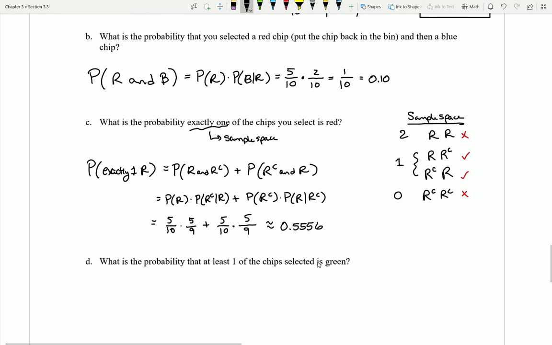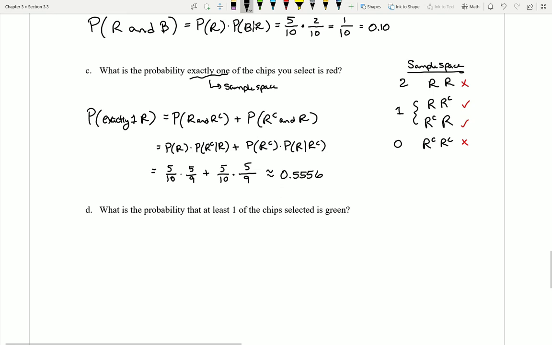Take a look then finally down here at part D, the last part of this question and the last part for this section. What is the probability that I get at least one of the chips selected green? Again, this is going to be a perfect time for me to think again about a sample space like we did up above. But this time, I'm not interested in the number of red chips that I get, but the number of green chips. But notice that not a lot is going to change here. I could get 2 green chips. I could get a green and a not green, or the reverse order, and just end up with 1 green chip. Or it's possible that I get no green chips.